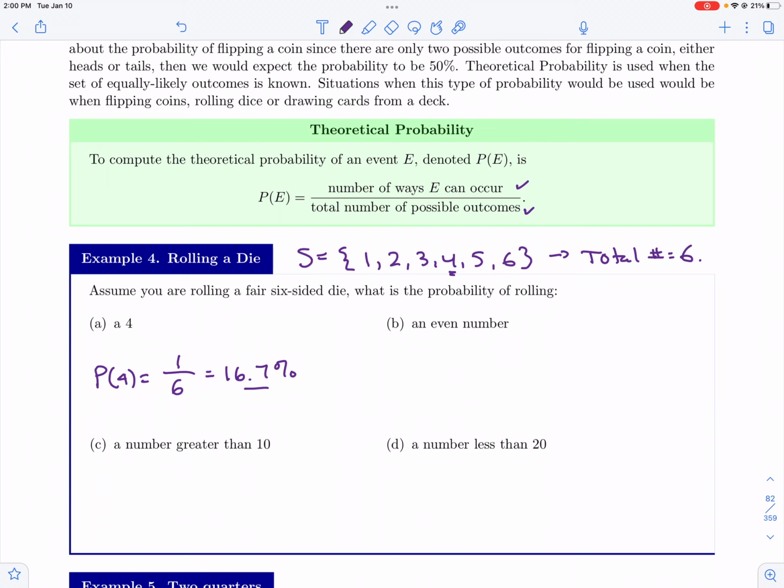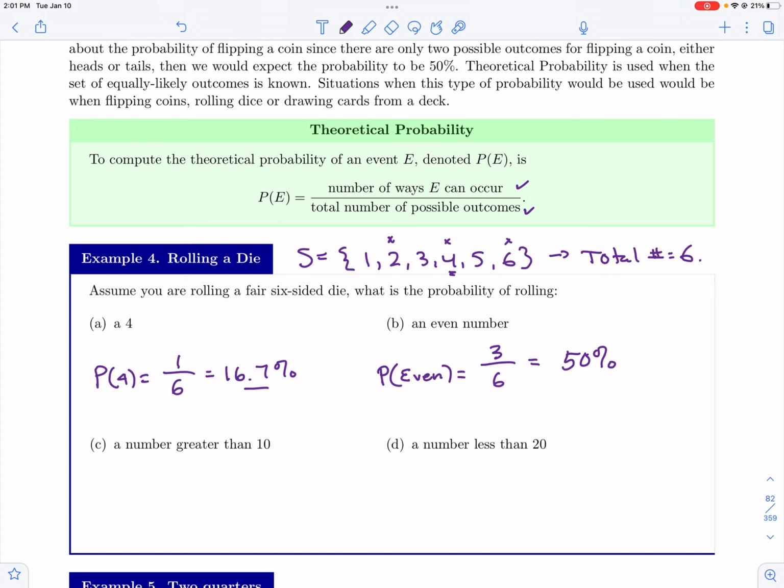All right, so B, we've got the probability of an even number. What we're looking at are the numbers 2, 4, and 6, which are the only even numbers in this case, and since we have 3 of them, our top number is going to be 3, and our bottom number is just going to be, again, 6. And so 3 over 6, of course, is the same thing as 1/2, so this is going to be 50%, so that one's easy to calculate.